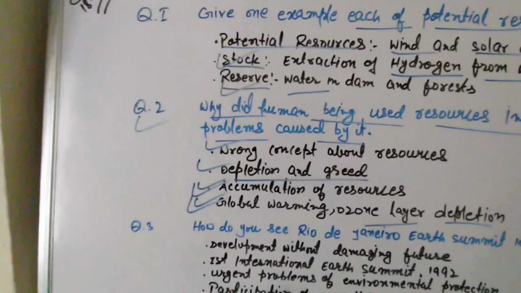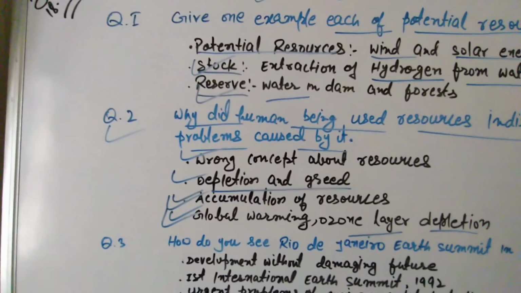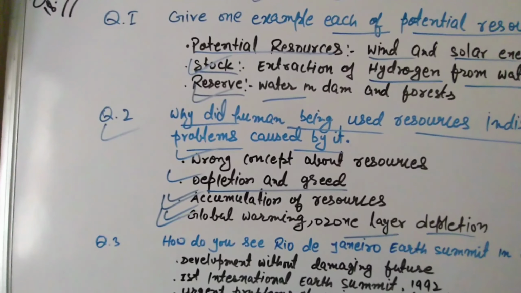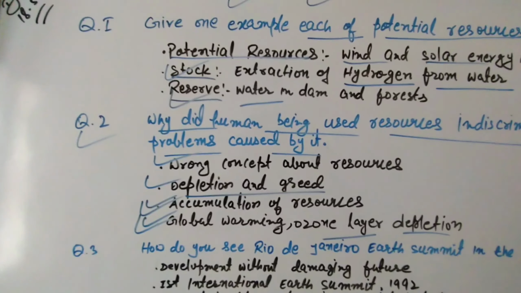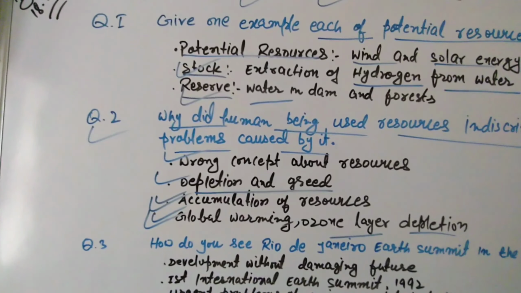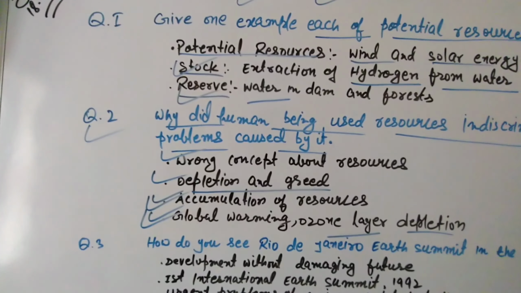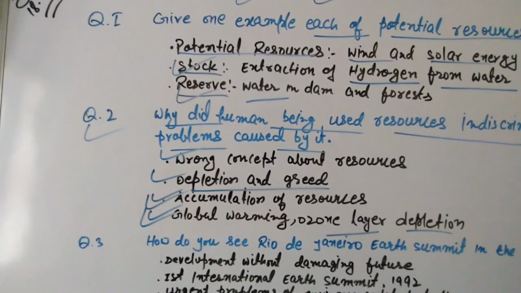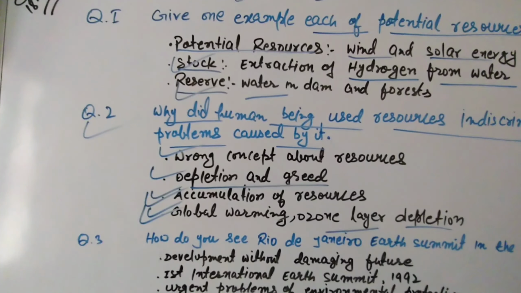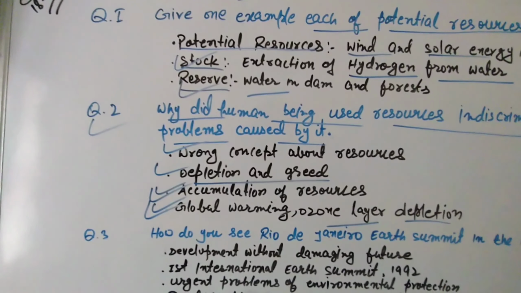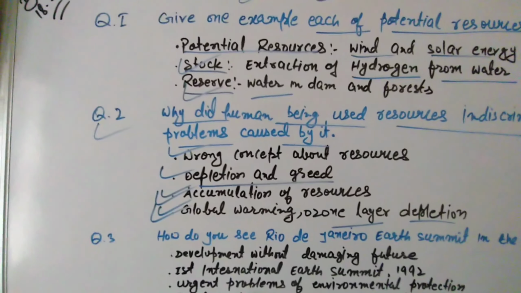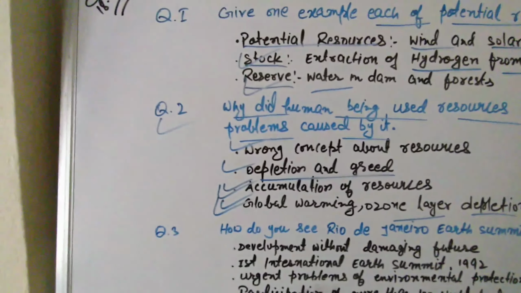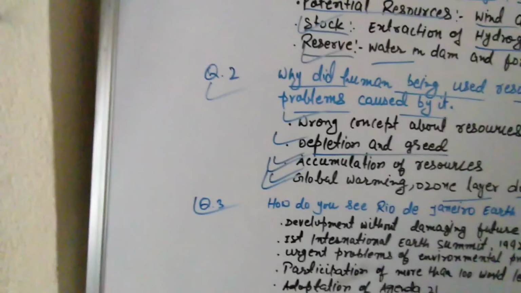So when people thought that resources were a free gift of nature, people started to use resources indiscriminately, and that led to various kinds of problems. So first was depletion of resources, second was accumulation of resources in the hands of a few individuals, and next are global warming, ozone layer depletion, land degradation and various kinds of environmental problems.